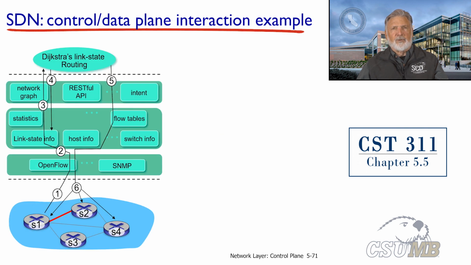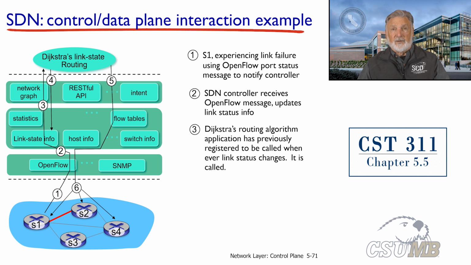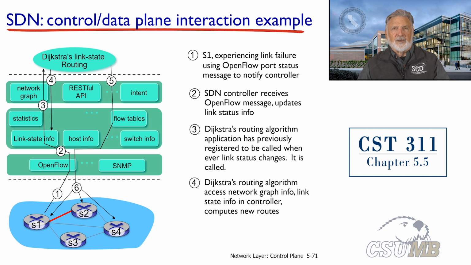Let's look at an example of SDN interactions. In this example, switch S1 notifies the SDN controller that it has experienced a link failure. Next, the controller updates this link status info and then calls upon the routing application, in this case Dijkstra's algorithm, to recompute the routes affected by the link failure. The routing application then extracts the information about the network graph and link status from the controller and computes new routes.